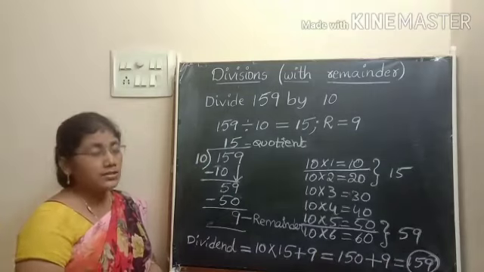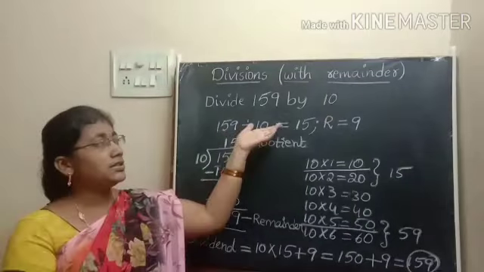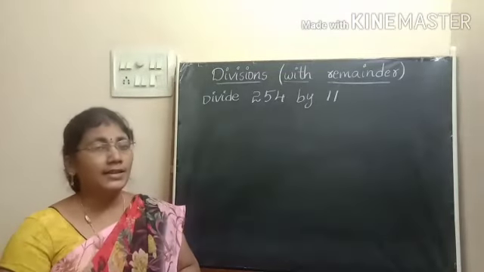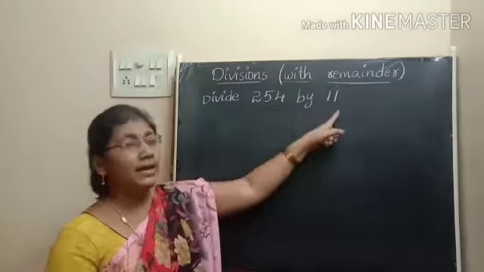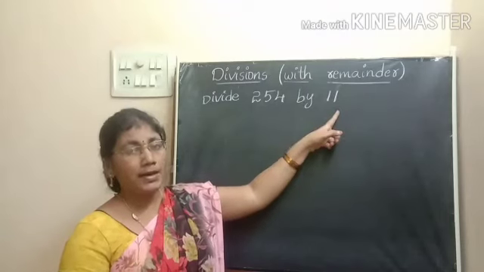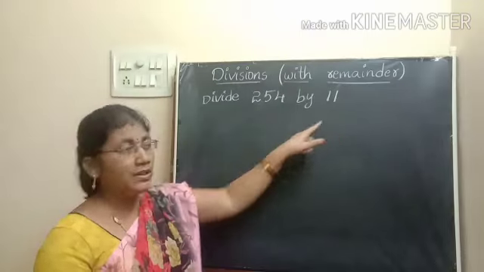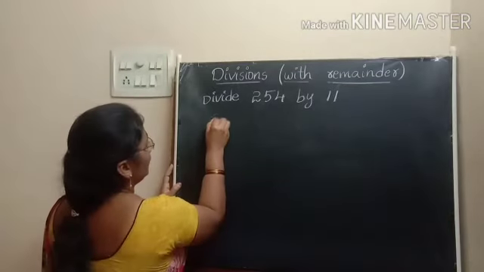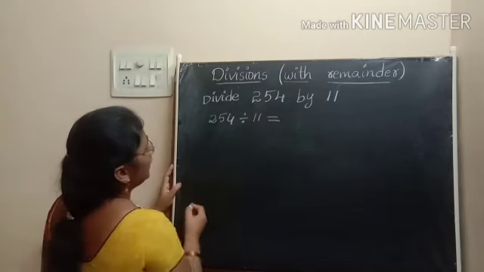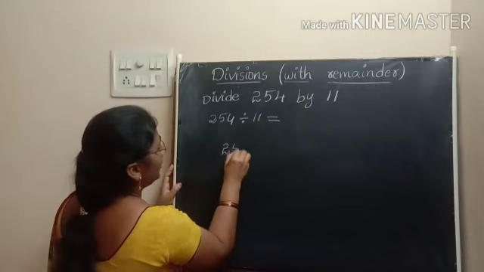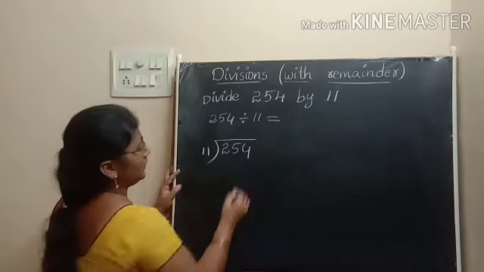Understood, children? This is the procedure to do divisions with a 2-digit number. Children, let us take one more example. Here I am taking 254 by 11. 254 is the dividend, 11 is the divisor. Let us write these numbers. 254 divided by 11. Here we write 254, take the left side bracket with 11 as divisor.